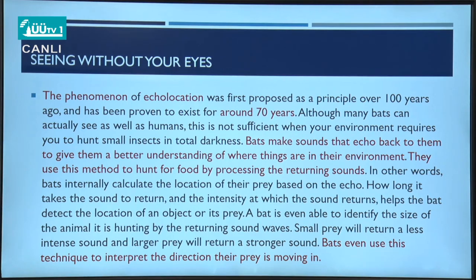They can find the other community of bats. They can find a nice place to settle, for example. They can know how to chase for their food, to hunt for their food. Also they can use this technique to interrupt the direction their prey is moving on. It's like a kind of communication between bats, and also dolphins, because dolphins use the same technique, which is echolocation.